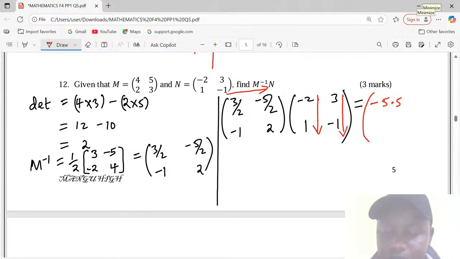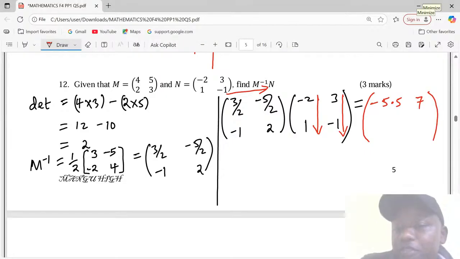Then the next element shall be the same row and the next column. So 3 over 2 into 3, then negative 5 over 2 multiplies negative 1. So I'm getting exactly 7 at that point. I'm just using my calculator, the way you can use yours.